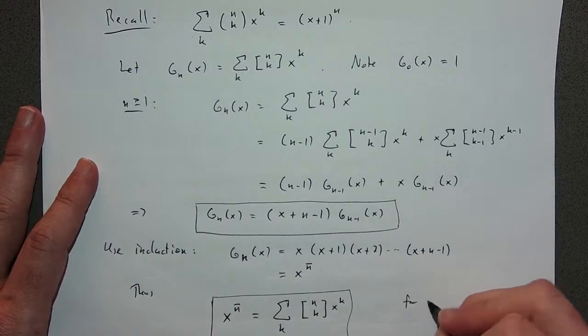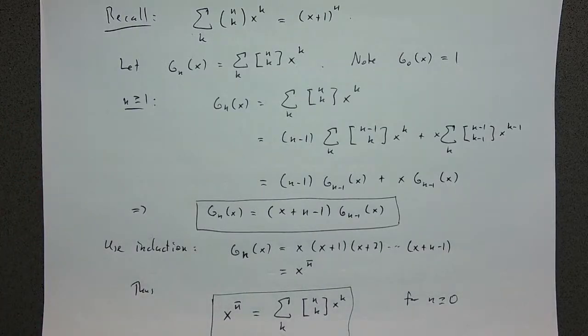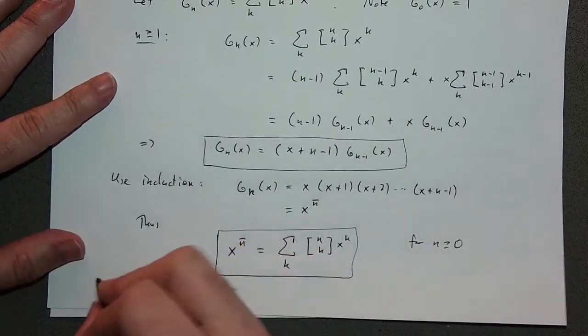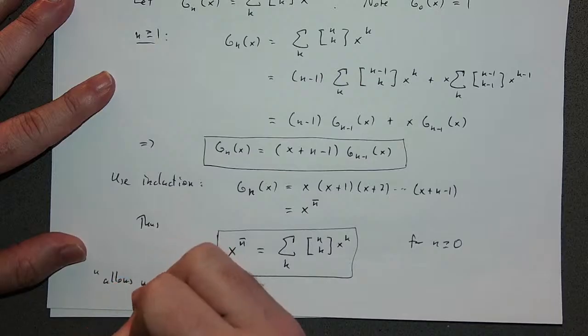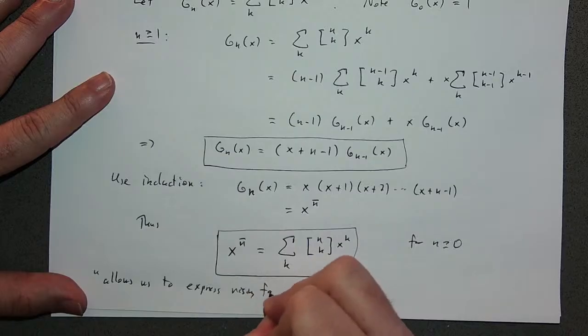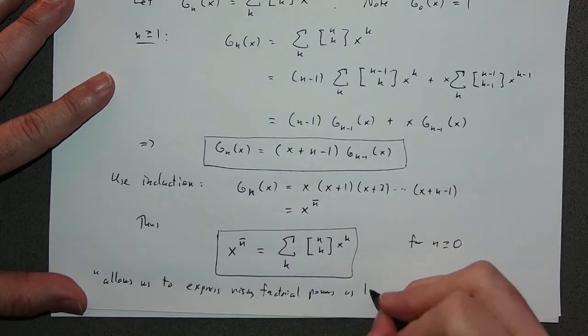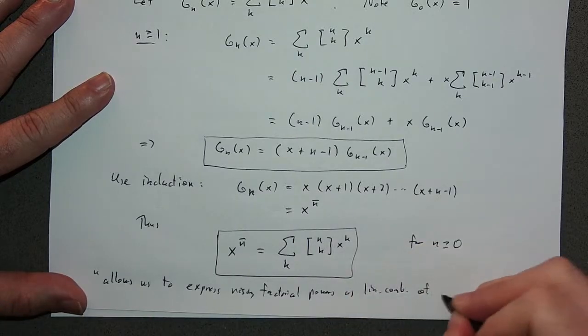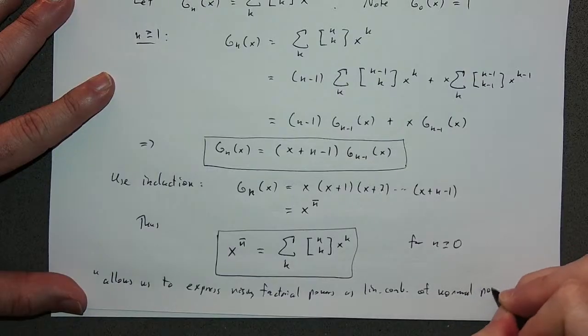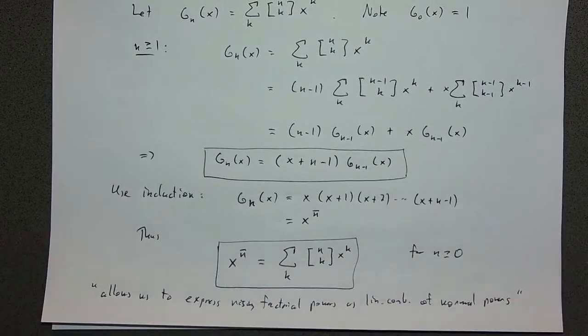And this is true for n greater than or equal to 0. And therefore, what this tells you is that the Stirling cycle numbers allow us to express rising factorial powers as linear combinations of normal powers. There are relationships here.